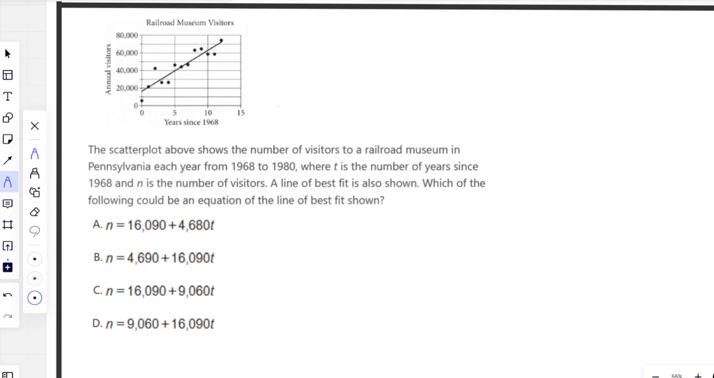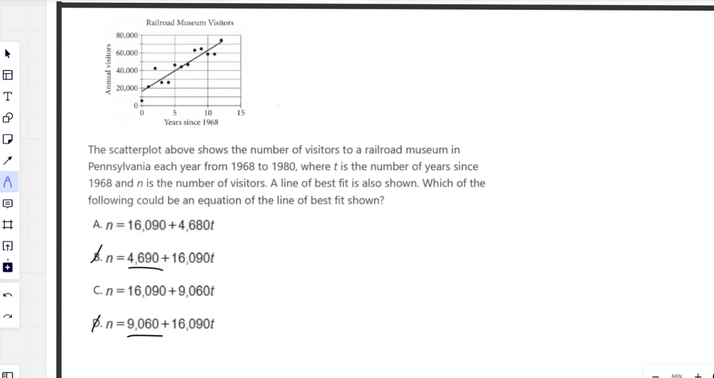Well, definitely I see that the intercept of the line of best fit is close to 20,000. So I'm going to rule out something like B or D. We're going to rule those out because their y-intercepts are quite far from that value. 16,000 is a pretty good estimate, so now we just have to get the slope. And for the slope, I can kind of just take my rise over run here.